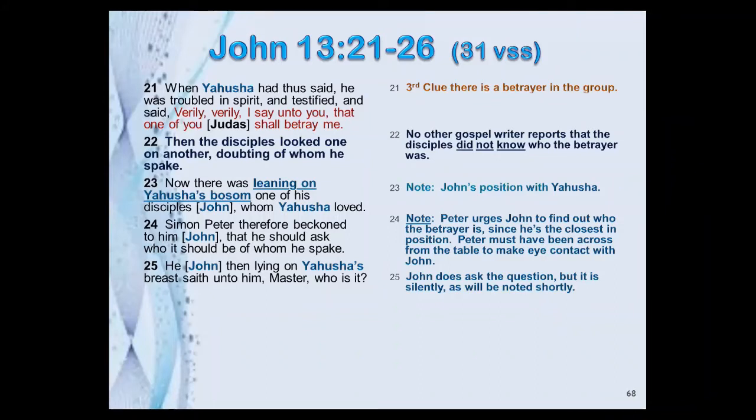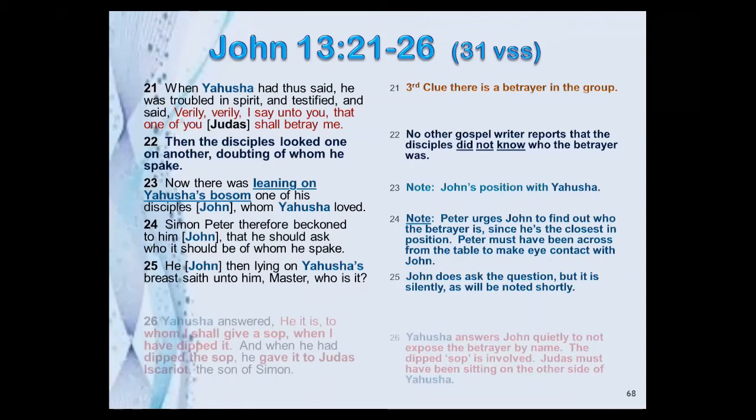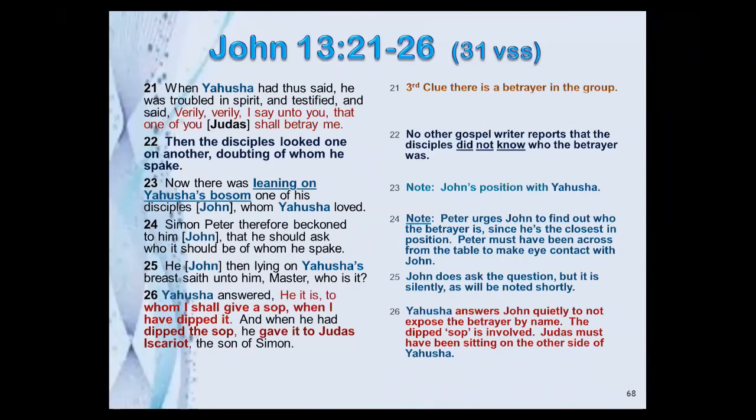"John, then lying on Yahusha's breast, saith unto him," did he say it like this, everyone? "Master, who is it?" Or do you think John said, "Master, who is it?" You know, John does ask the question, but I'm pretty sure it was silently, as it's going to be noted very shortly. I do not think that John asked it loudly. I think that John was so close to Yahusha that his mouth was right there at his ear. And John said, "Master, who is it?" And Yahusha answered, how do you think, in a soft voice?